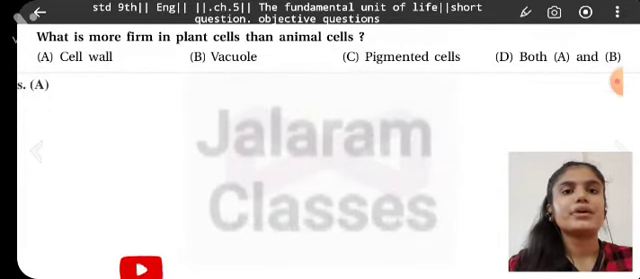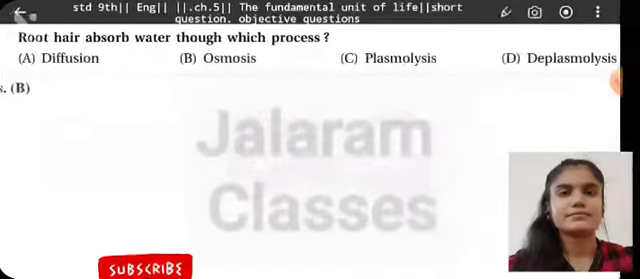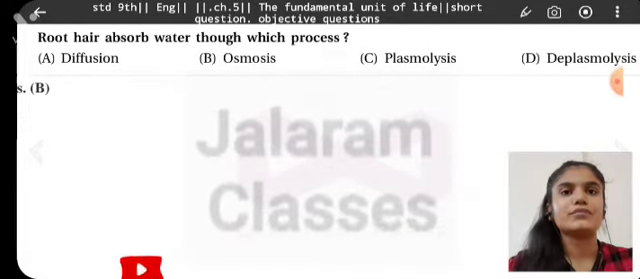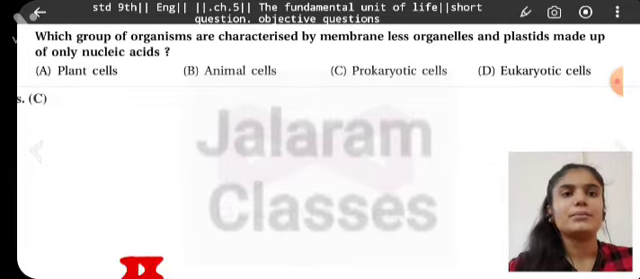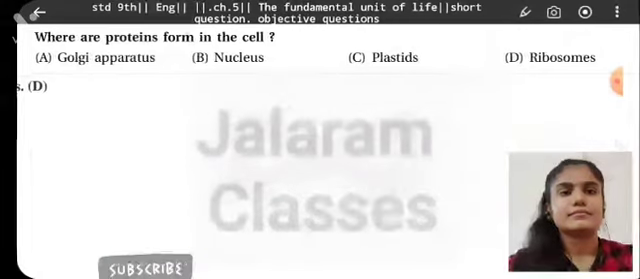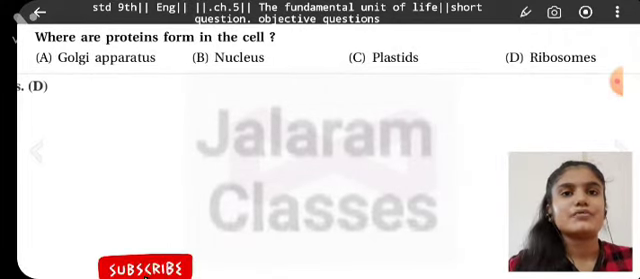What is more firm in plant cells than animal cells? Cell wall. Root hair absorbs water through which process? Osmosis. Which group of organisms are characterized by membrane-less organelles and plastids made up of only nucleic acid? Prokaryotic cells. Where are proteins formed in the cell? Ribosomes.